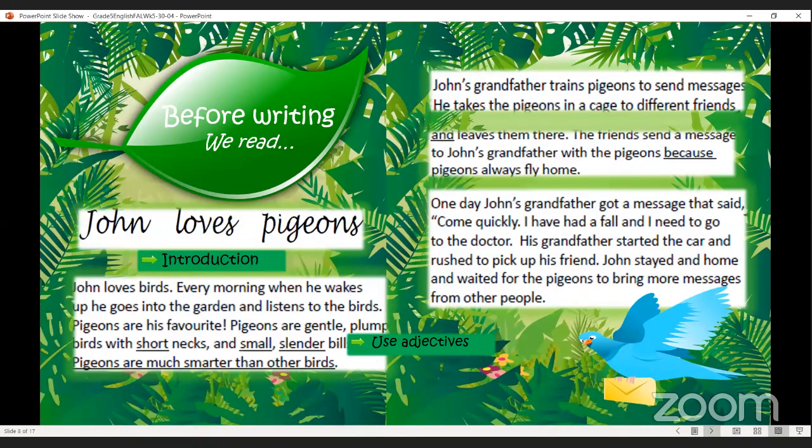All right. Now, why did I underline the last sentence? Pigeons are much smarter than other birds. What am I doing there?